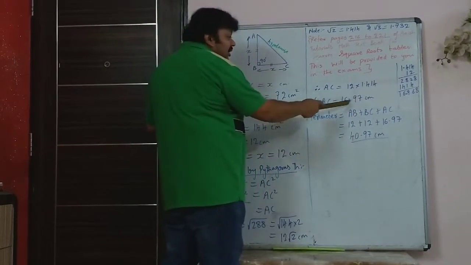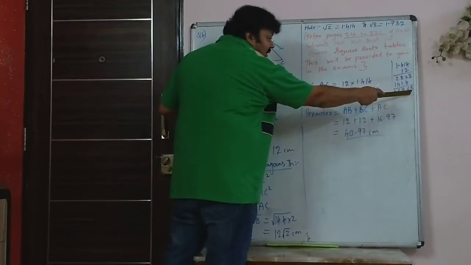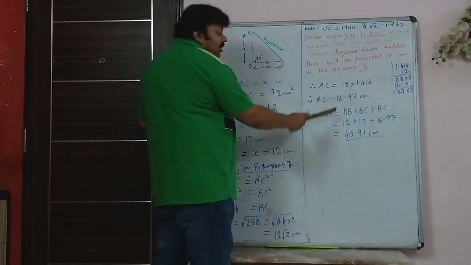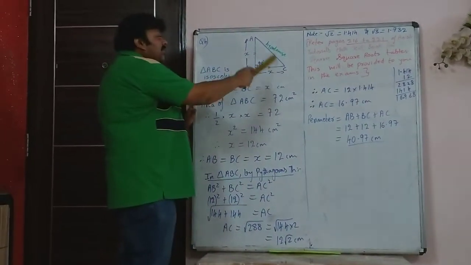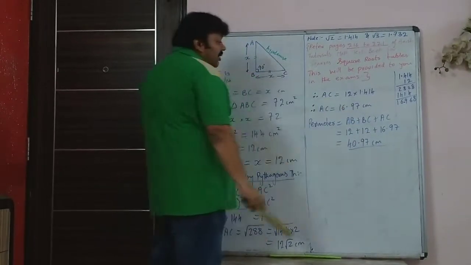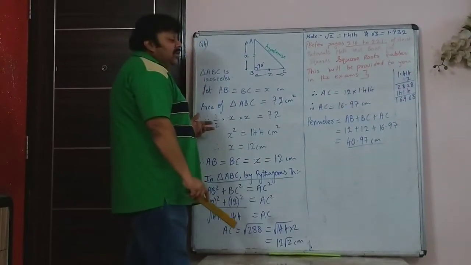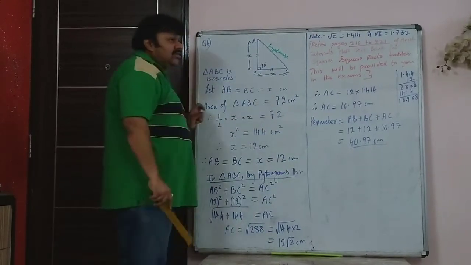You get the answer as 16.968. The third decimal is more than 5, so I write it as 16.97 centimeter. So the perimeter is AB plus BC plus AC. So 12 plus 12 plus 16.97. So 40.97 centimeter is the perimeter of the isosceles triangle.